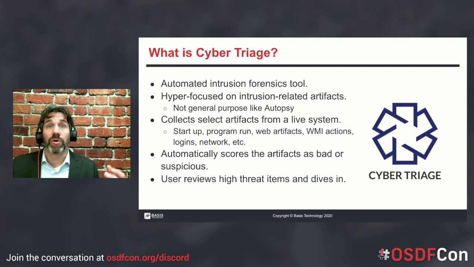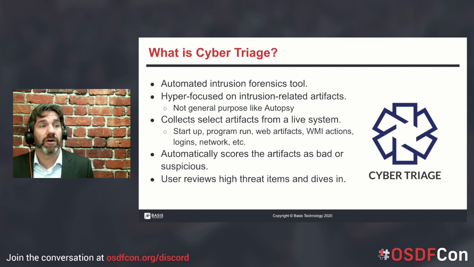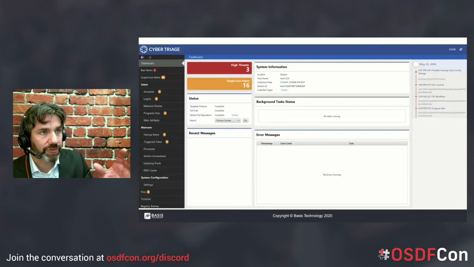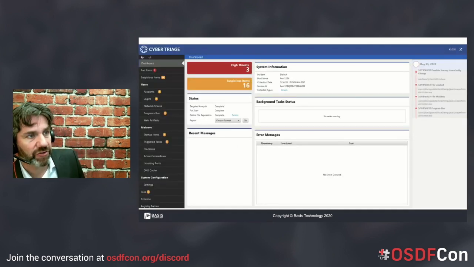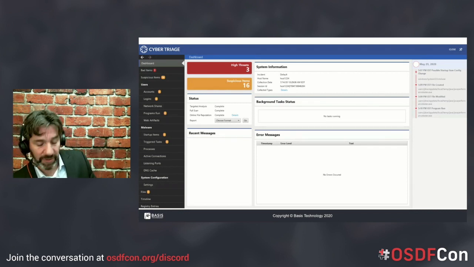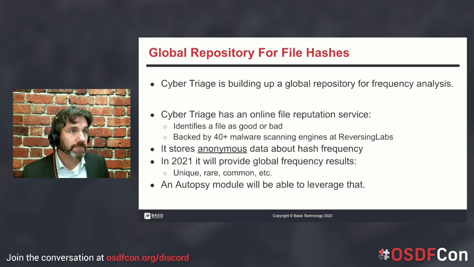And basically it scores them. It's got a big scoring infrastructure for identifying artifacts as being bad or suspicious and keeping track of these things. So here's a screenshot for that. This isn't really a Cybertriage talk. It's a lot of the same back end as Autopsy, with a lot of similarities, but a different UI and a different workflow.